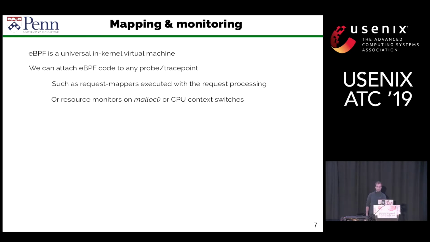Second, for resource monitors, we can have our resource monitoring and anomaly detection logic attached to, for example, malloc. Each time malloc is invoked, I can grab how many bytes were allocated by malloc and account for it to the right request. Lastly, we can unify the system because mappers and monitors can share data through eBPF maps. So we maintain a global view of each request's resource consumption across the system.